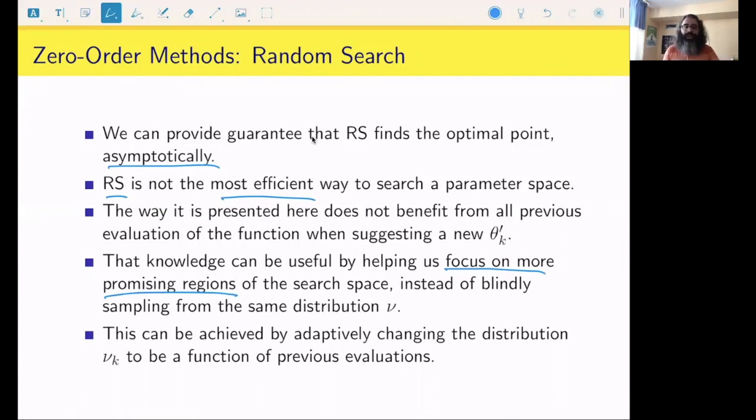The idea here is that maybe we should try to adaptively modify the distribution nu to make it nu k, as a function of the iteration and as a function of previous evaluations. So if we adaptively change that distribution based on what we had before, maybe we can have a better algorithm.